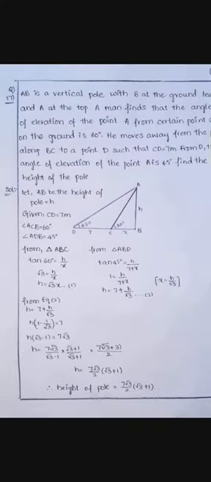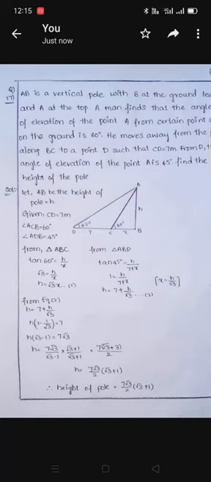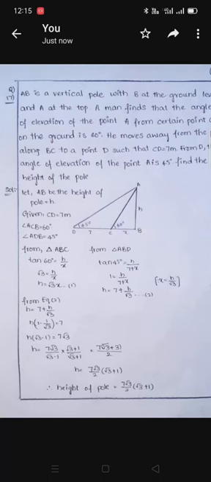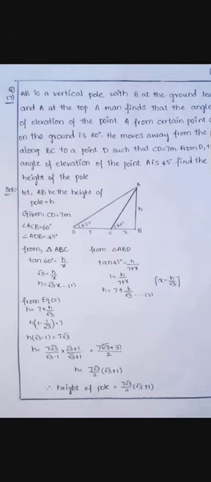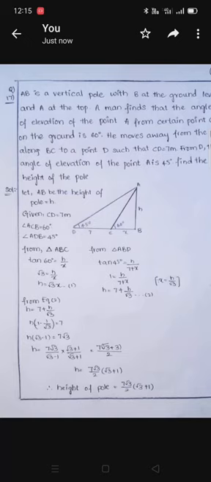Now, as we discussed, AB bar is the height of the pole. We are assuming it as h. Given that CD bar is equal to 7 meters, and the angle from the point C, angle ACB, is equal to 60 degrees. The angle from the point D, angle ADB, is equal to 45 degrees, given in the problem. Both the angles of elevation are given in the problem.